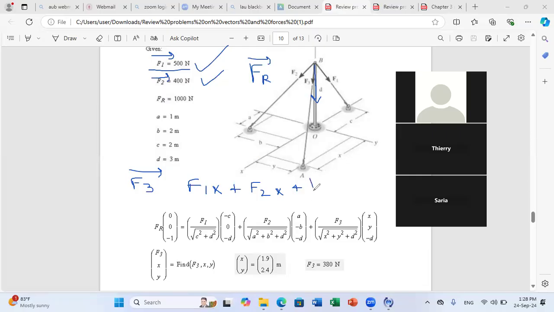Exactly. It should equal F resultant in X. But F resultant in X is 0, because they said the resultant is directed from B towards O. So the resultant will only have K components. This is 0. You know F1x, you know F2x, you get F3x.